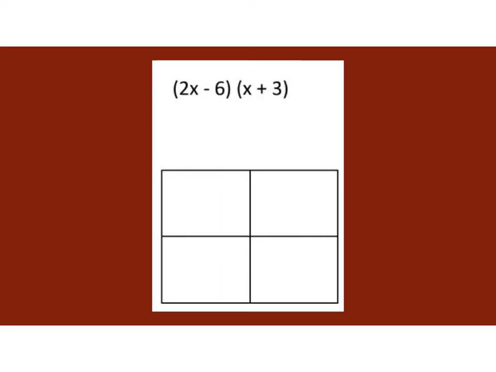All right, let's set this one up. So we have 2x minus 6. Actually, you know what? I'm going to show you. You can label them differently. You can do 2x minus 6 here, and you can do x plus 3 here. It'll still work out the same.